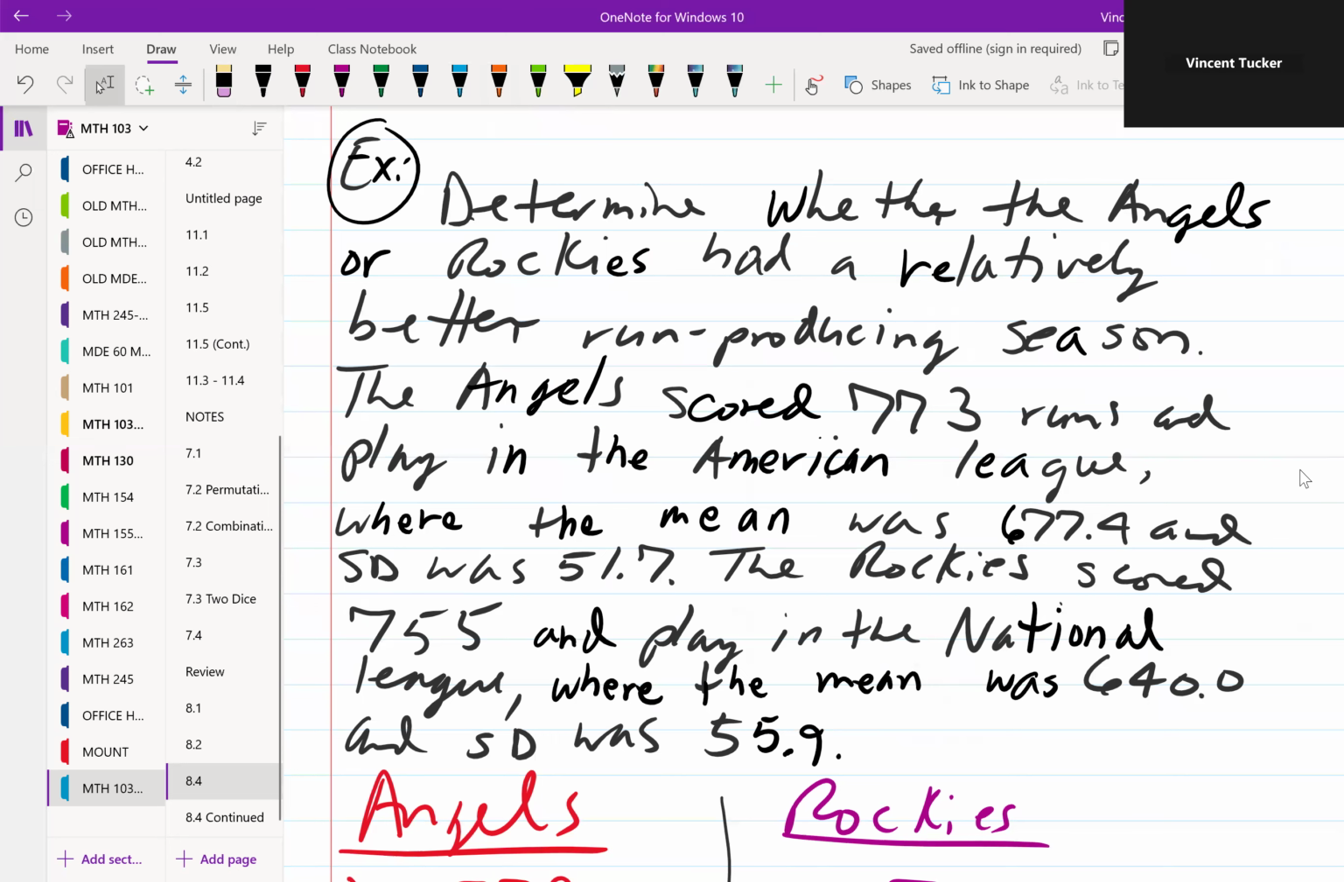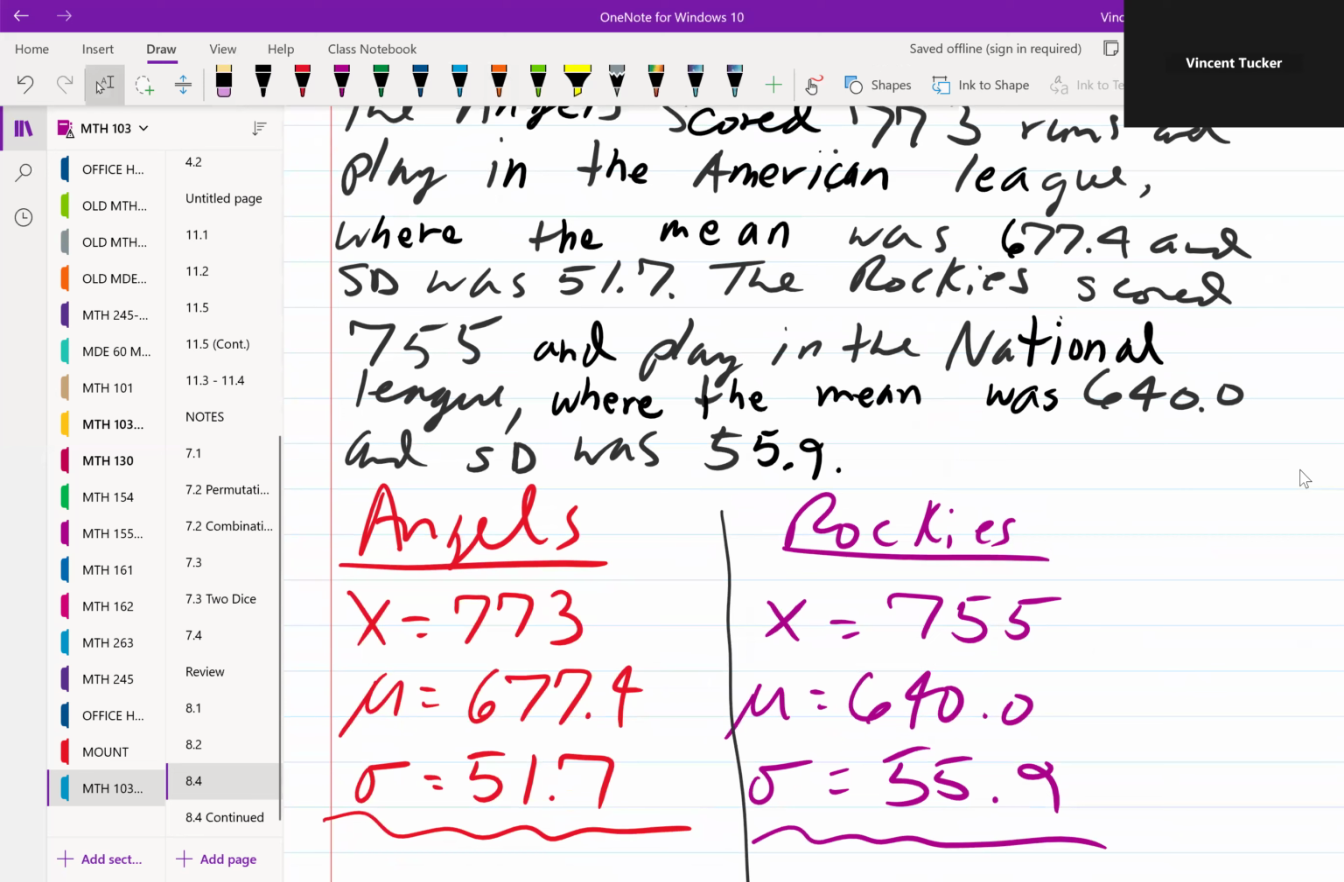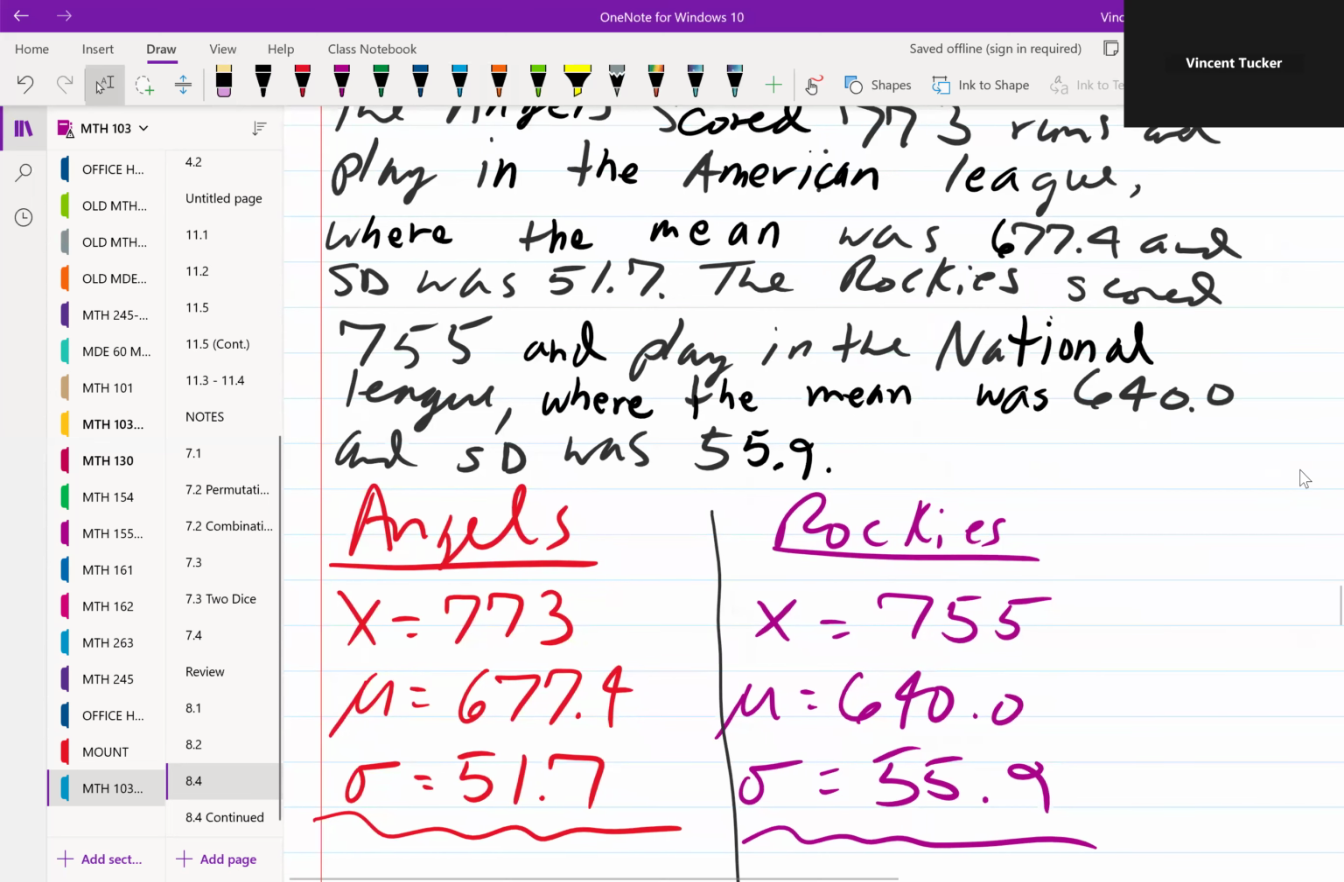All right. So let's look at finding our Z-score for our Angels, and then find the Z-score for the Rockies. Remember, the Angels are in the American League. So they scored 773 runs, where in the American League the mean is 677.4 and the standard deviation is 51.7. Then for the Rockies in the National League, they scored 755 runs, mean is 640, standard deviation 55.9. So we're going to perform the Z-score for each one of those individually.